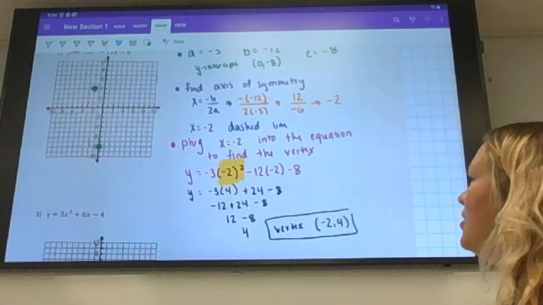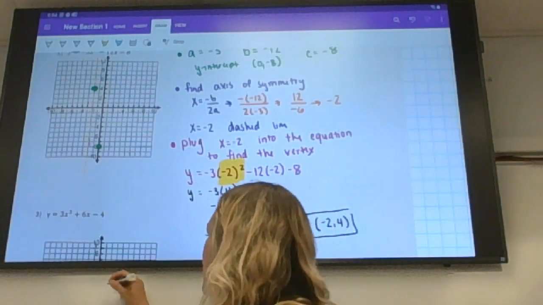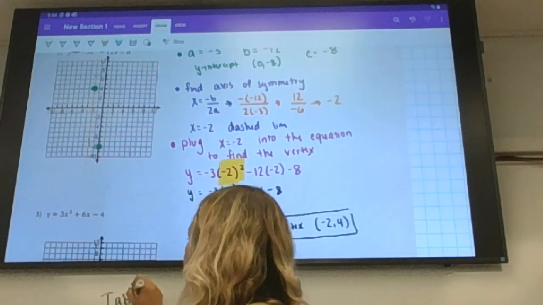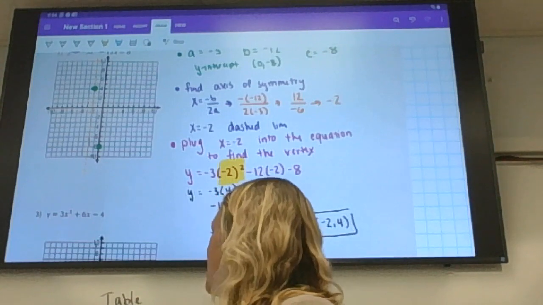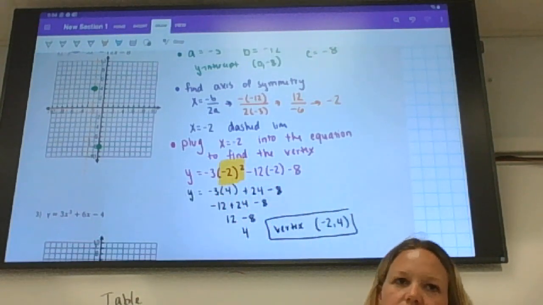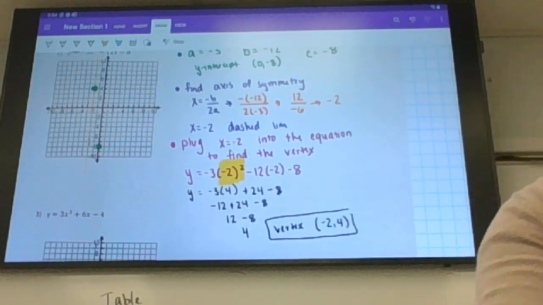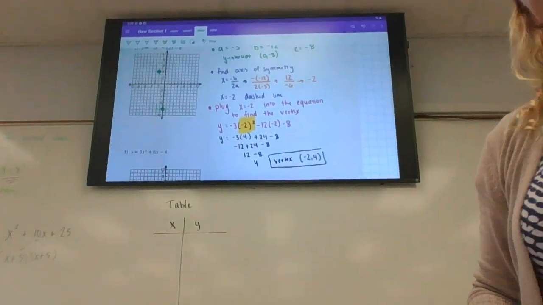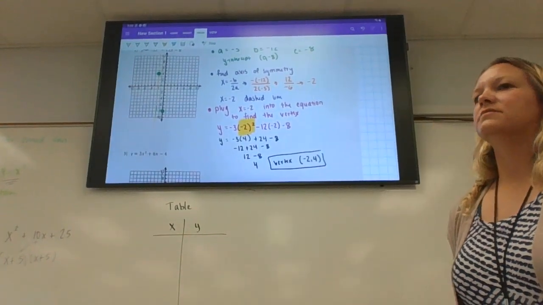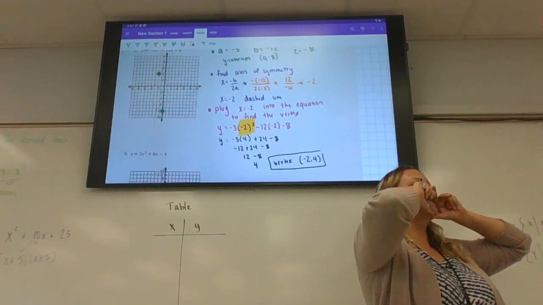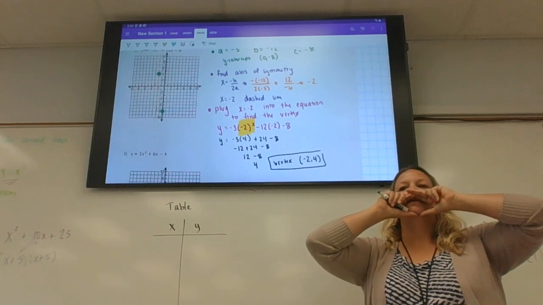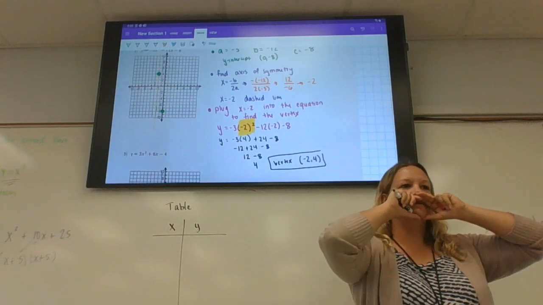Lauren or Bella or Kanaya, I'm wondering if you guys can figure out the correct table. How do I know what x values to put in my table? This is one of the hardest things to figure out. This is so much math. I can't even do this on my paper without interacting with this. I'll open it to the room. Does anybody know how to start the table?